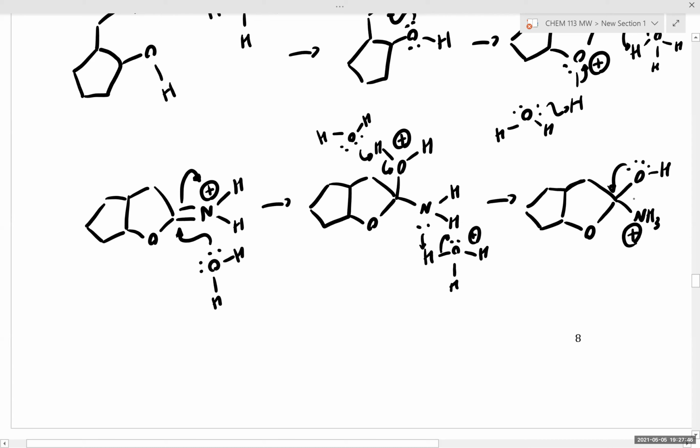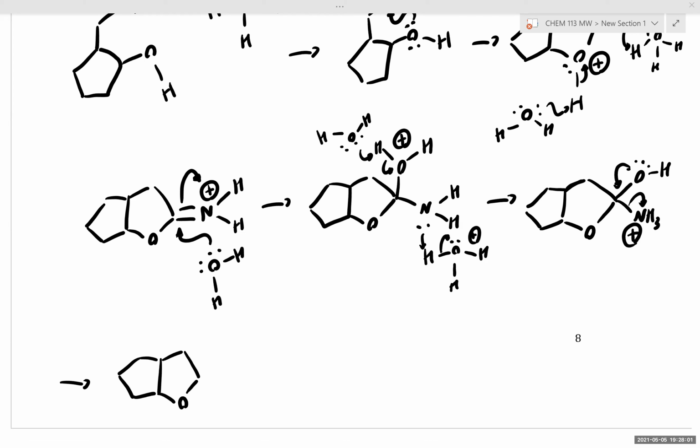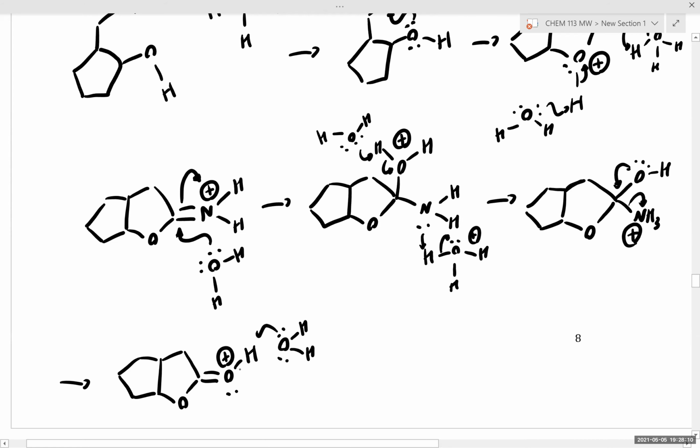So our tetrahedral intermediate is going to collapse, and then we're going to kick out our leaving group. From here, we just have one cleanup step to go, in which case we're going to pull off a proton. And that gives us our lactone product.